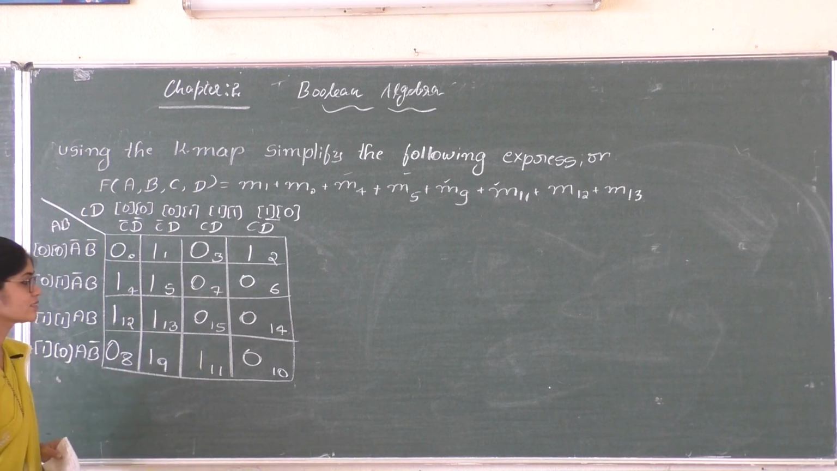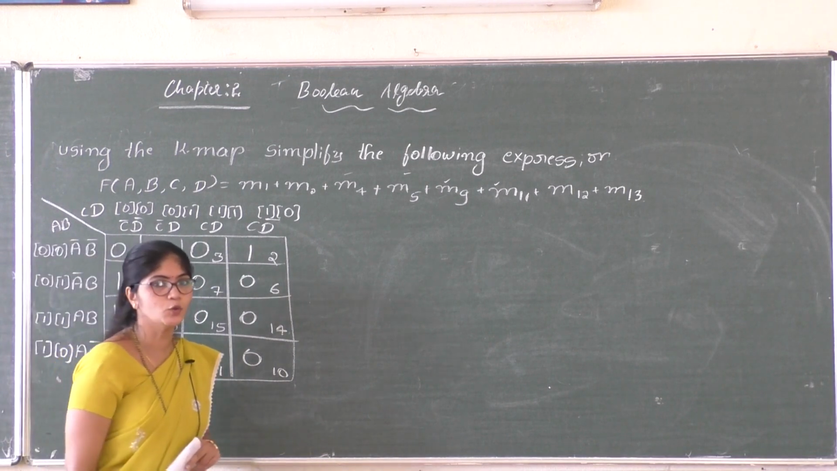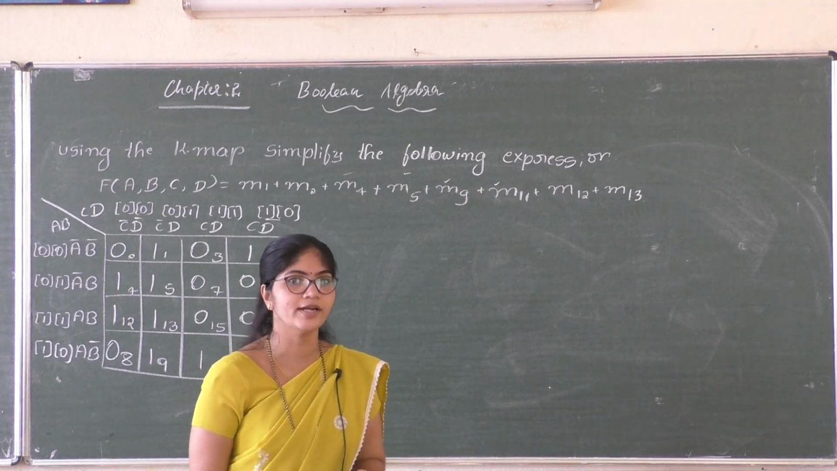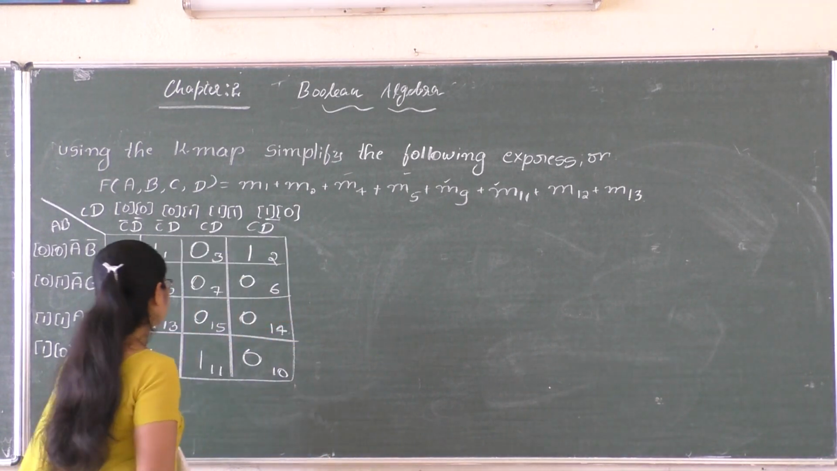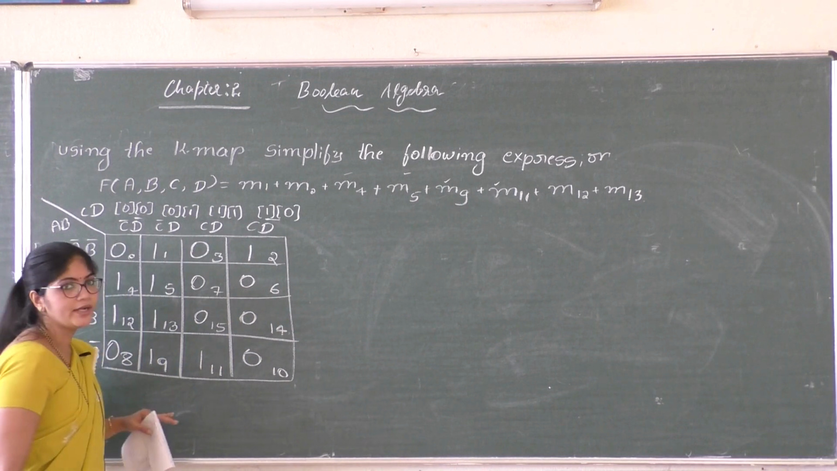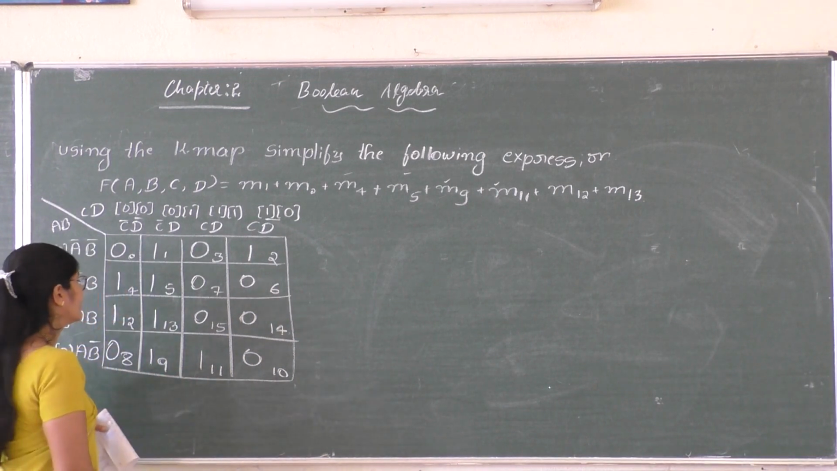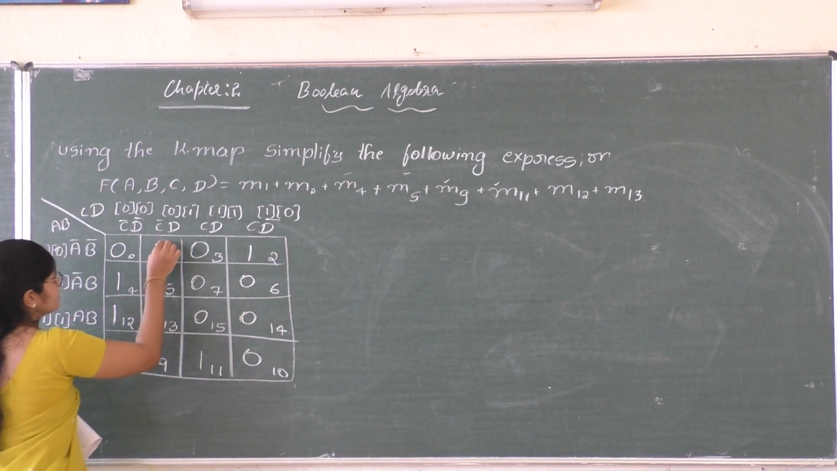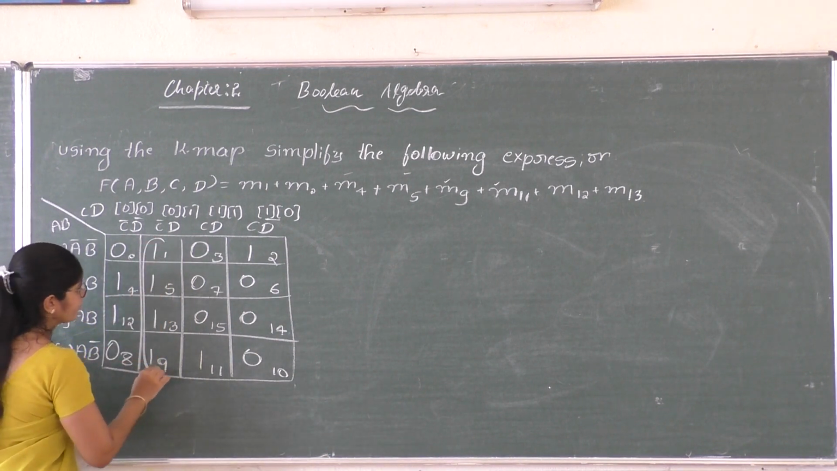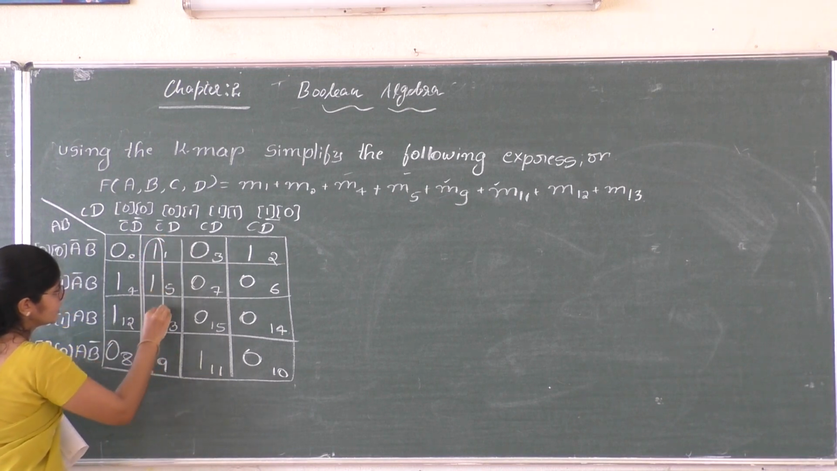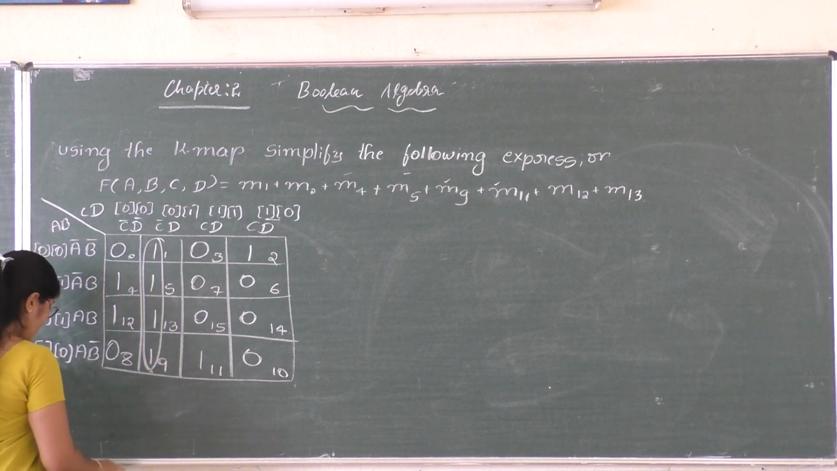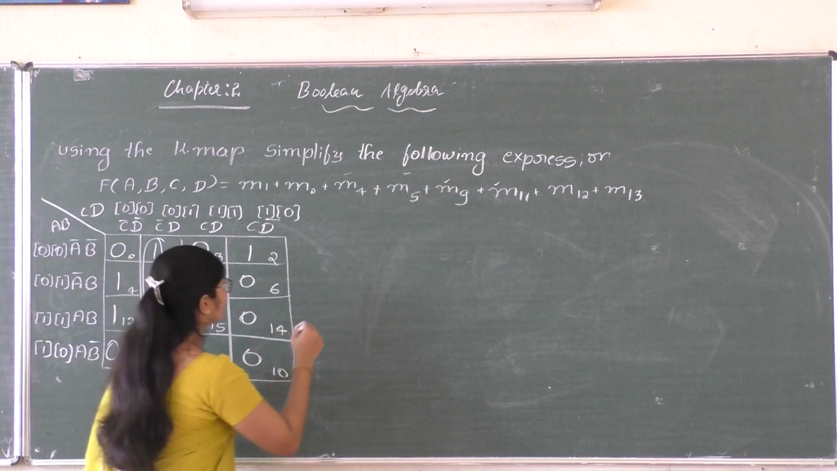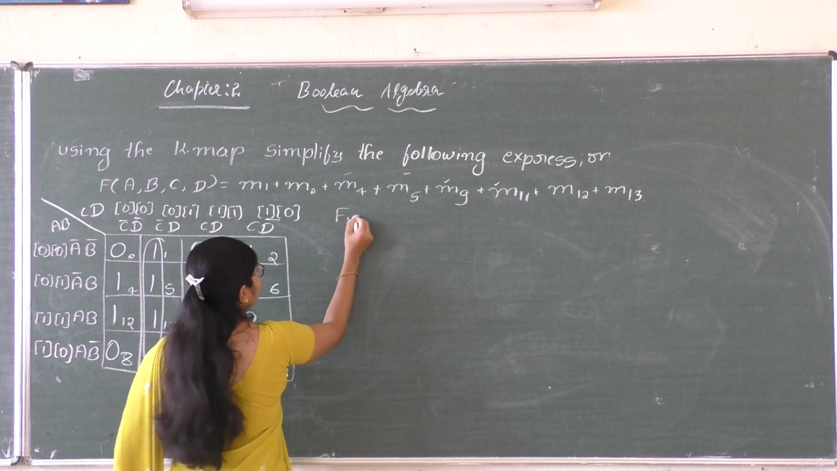Next step is forming the groups. We know that while forming the groups, first search for octets, then for quads and last for pairs. There are no 8 adjacent ones, so search for quads. Yes, there are 4 adjacent ones. Here you can see 4 adjacent ones, which means we got a quad.